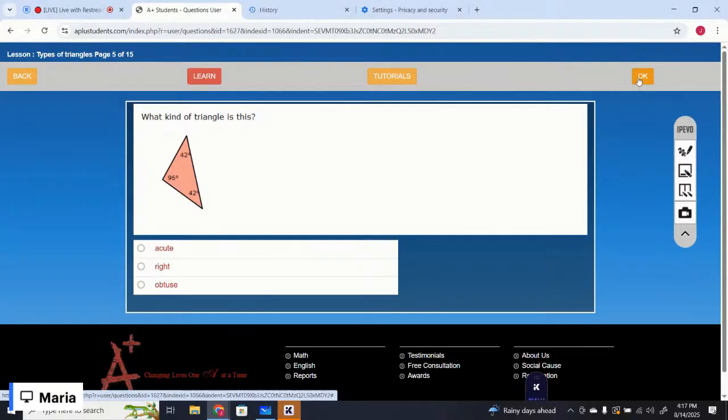What kind of triangle is this? 42 degrees, 96 degrees, and 42 degrees. So, which is the correct option? That is an obtuse triangle because one of the angles is more than 90 degrees. So, that is the obtuse triangle. Option number three is the correct option.